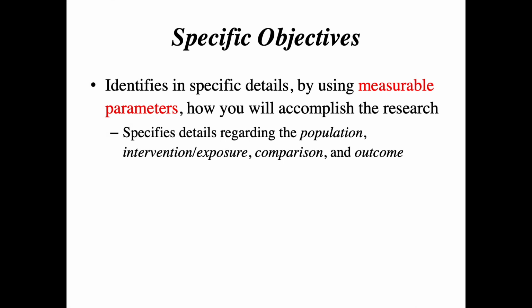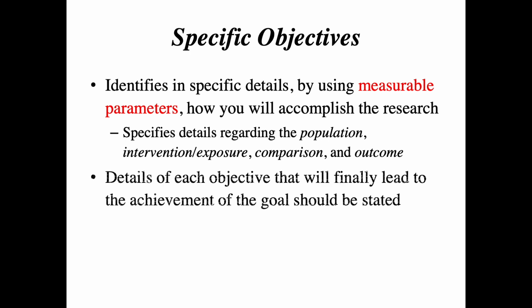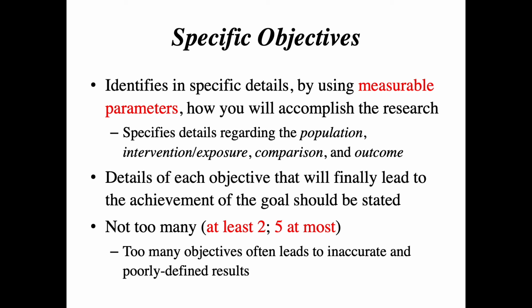Now, as opposed to your general objective, which is just a single statement, you have a set of corresponding specific objectives, which identify in specific details, by using measurable parameters at that, how we will accomplish the research. And by specific details, we are pertaining to the components of the PICO/PECO model. We will have a few examples of this in a bit, okay? Now, think of specific objectives as step-by-step instructions that provide you details that ultimately lead to the achievement of the general objective, okay?